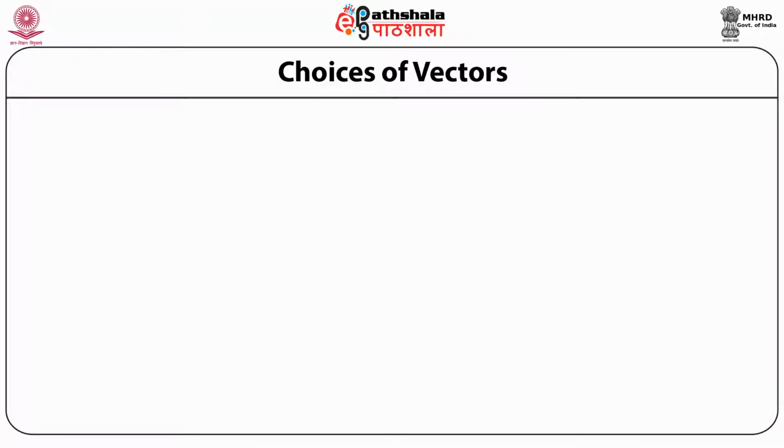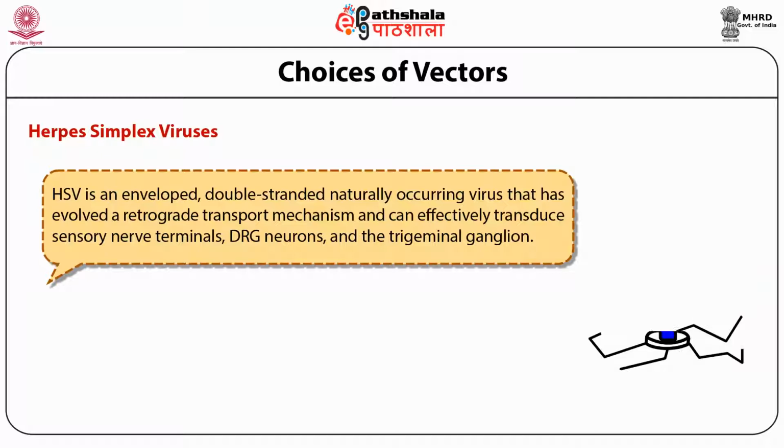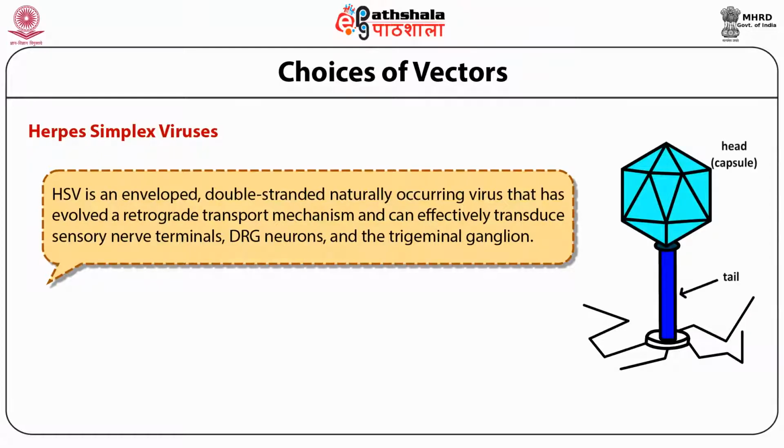The fourth type of virus which is being utilized for gene therapy is Herpes Simplex virus. It is an enveloped, double-stranded, naturally occurring virus that has evolved a retrograde transport mechanism and can effectively transduce sensory nerve terminal DRG neurons and the trigeminal ganglion.